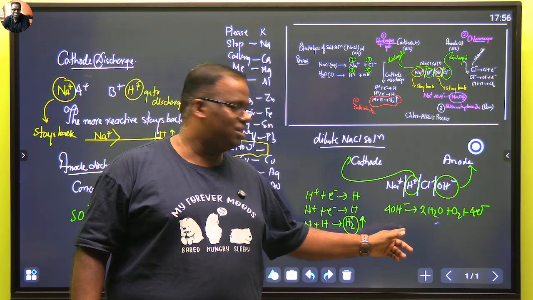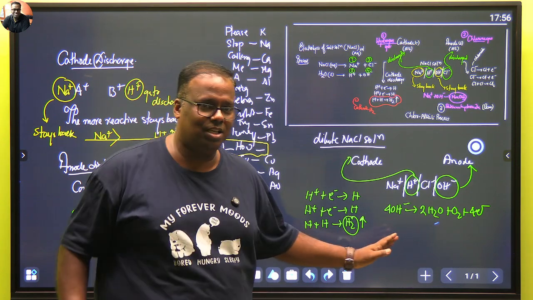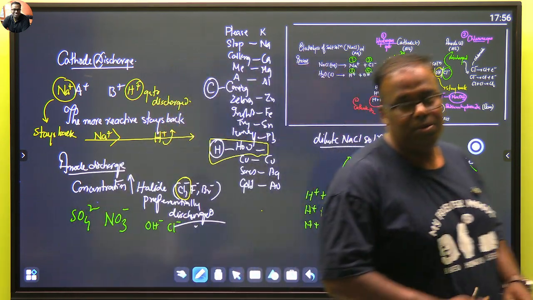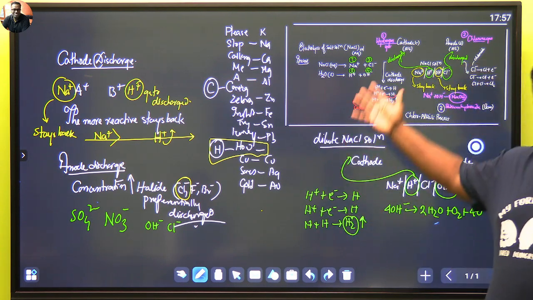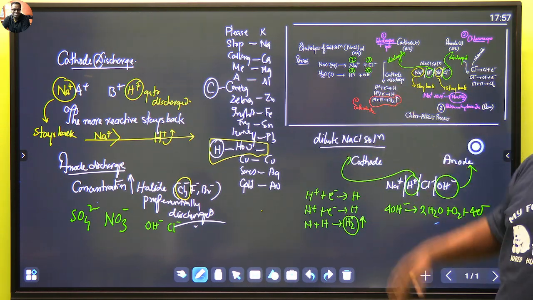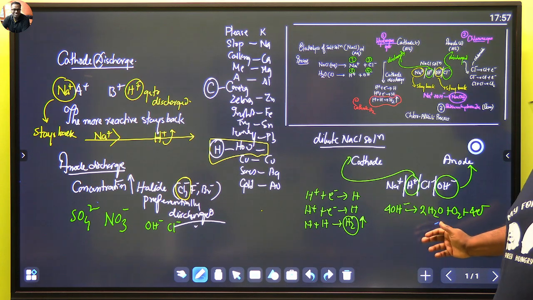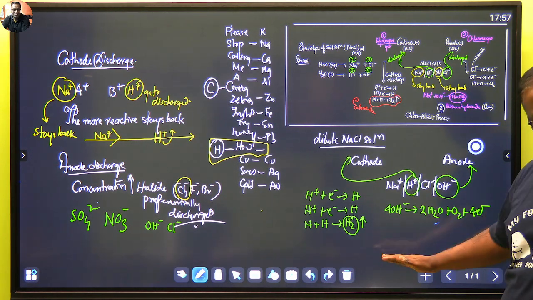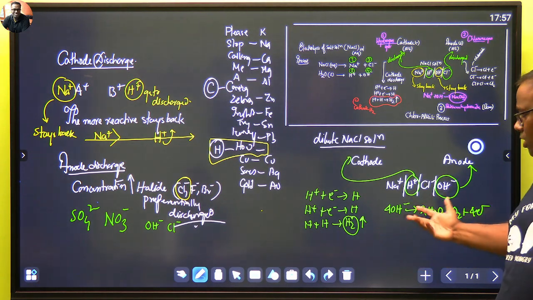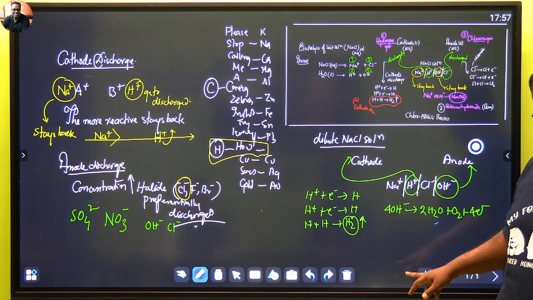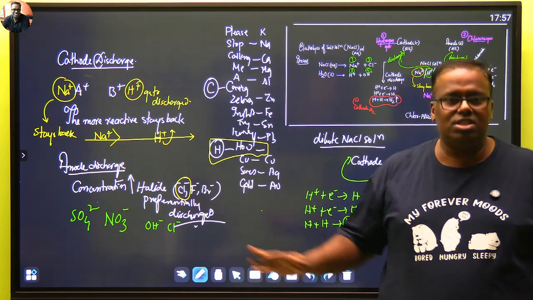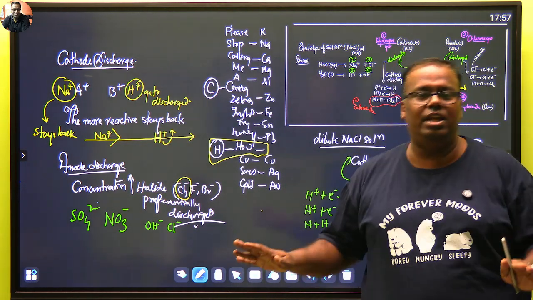But in this case, we have to understand this case. In this case, hydrogen went away, right? Sodium has stayed back. Hydroxide has gone away in the form of oxygen. Who stayed back? Chlorine has stayed back. So the solution still continues to be dilute NaCl.